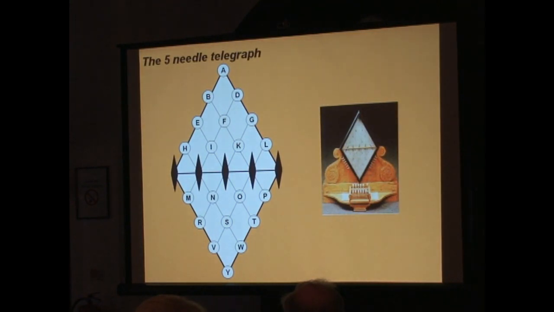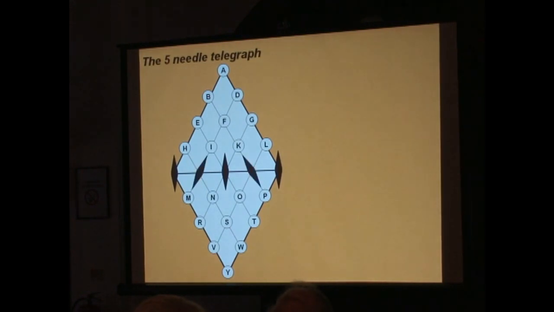The needle telegraph works, of course, by having a set of 5 needles, and if you move them, the intersection of the 2 points, in this case the letter F, indicates the character that you wish to send. But the observant amongst you will realise that there are actually only 20 letters on the needle telegraph. There are 6 that are missing. We often ask the children to identify the letters that are missing as part of a quiz.